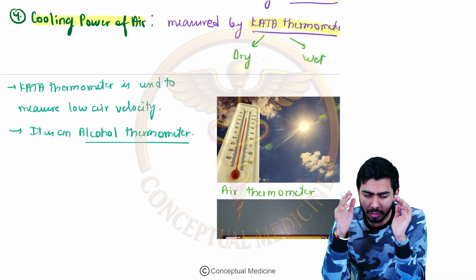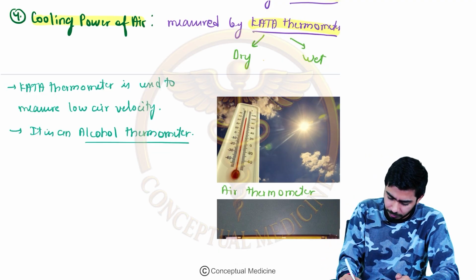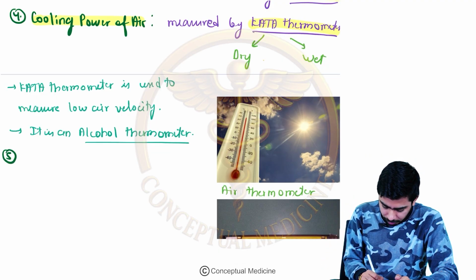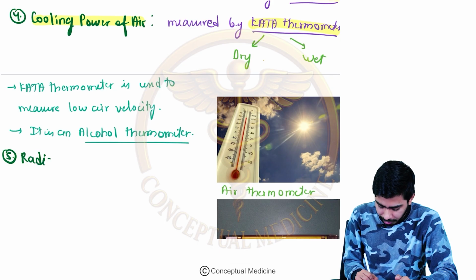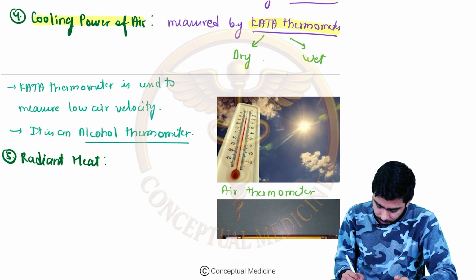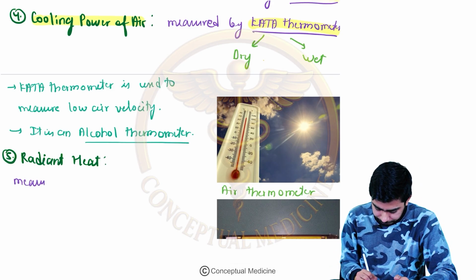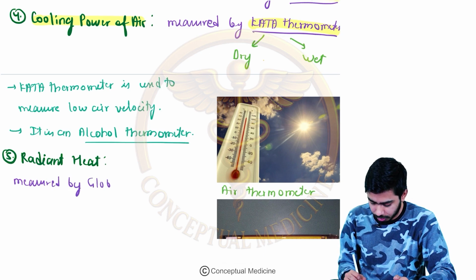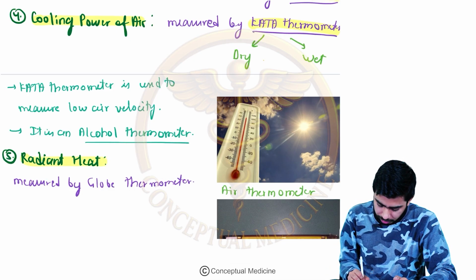Okay, now as we have talked about that, the fifth one I would be mentioning over here is radiant heat, right? It is measured by what? Radiant heat is measured by the globe thermometer. So again, guys, very important, please do remember that radiant heat is measured by the globe thermometer, right?